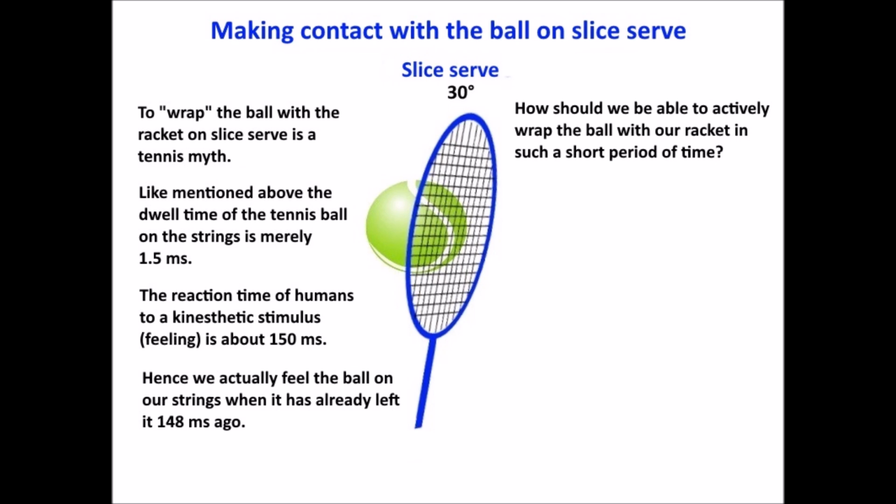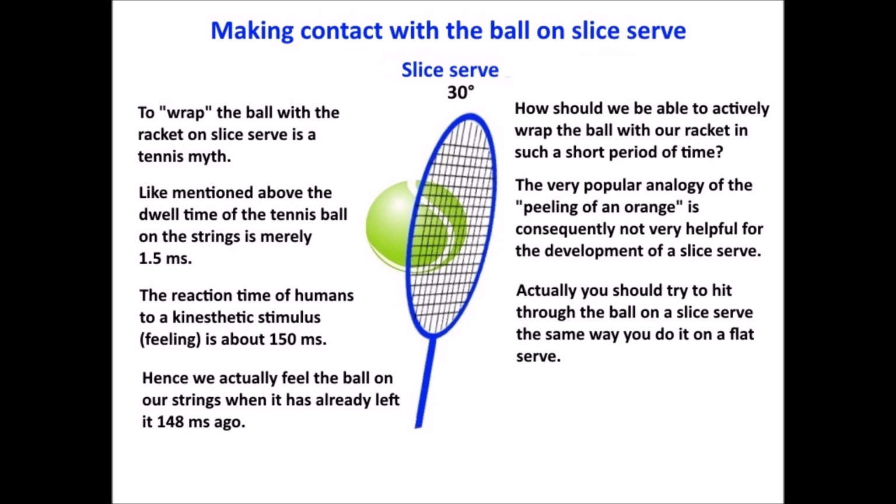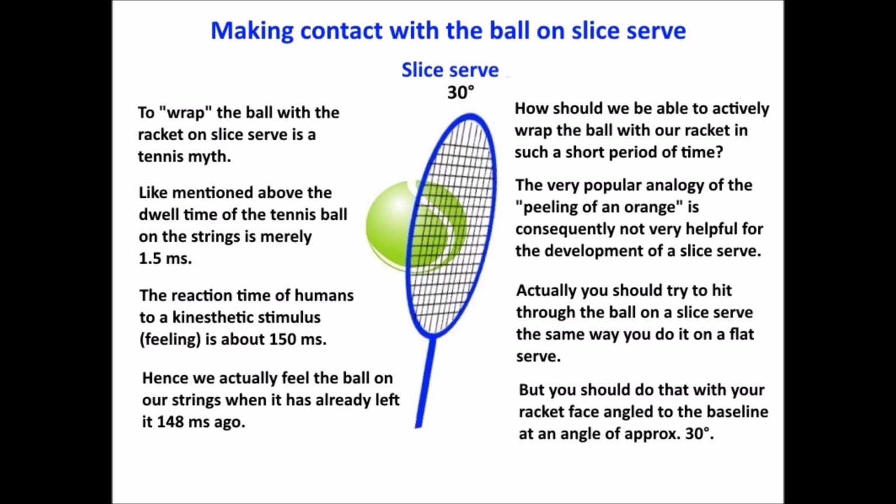How should we then be able to actively wrap the ball with our rackets in such a short period of time? The very popular analogy of the peeling of an orange is consequently not very helpful for the development of a slice serve. Actually, you should rather try to hit through the ball on a slice serve the same way you do it on a flat serve. Just with your racket face angled to the baseline at an angle of approximately 30 degrees.